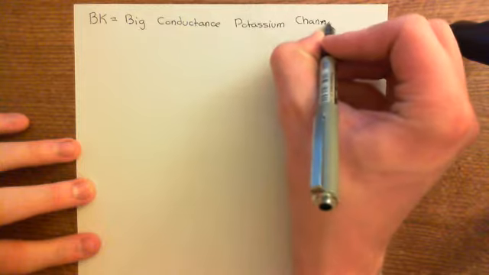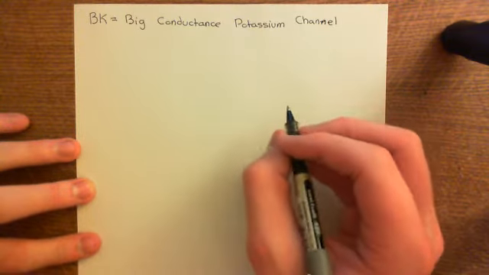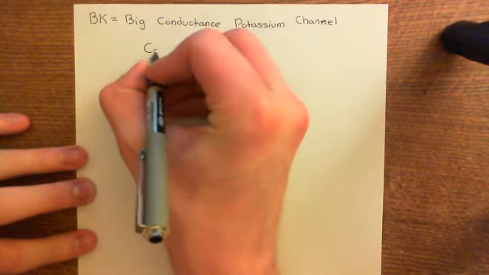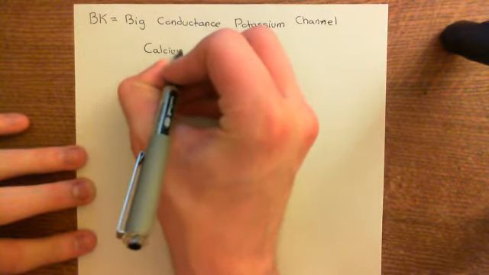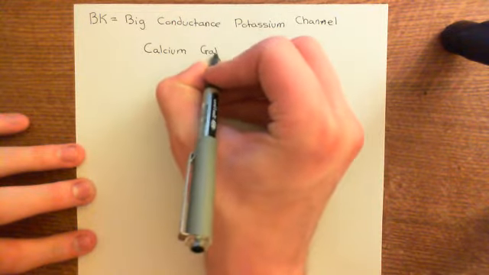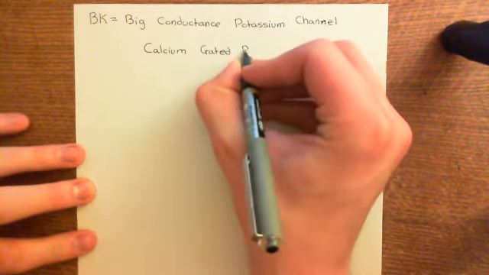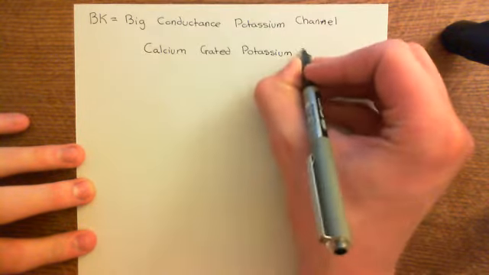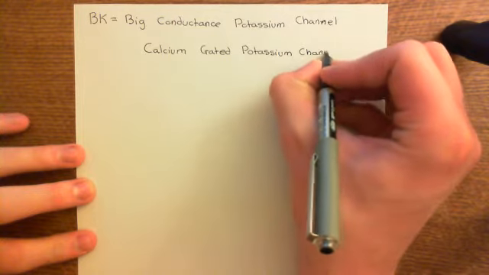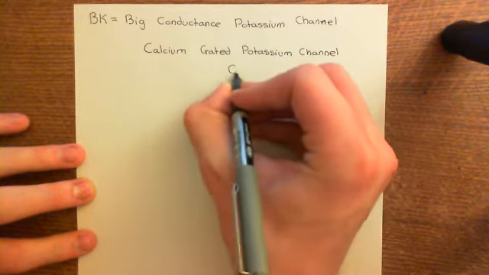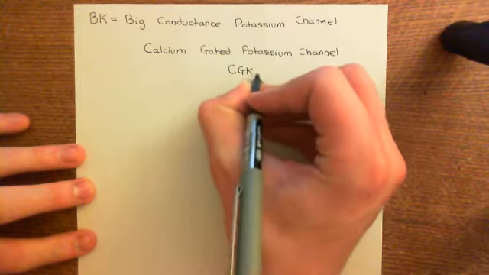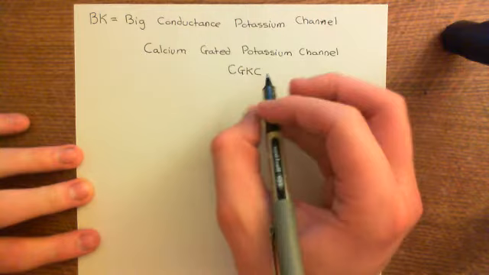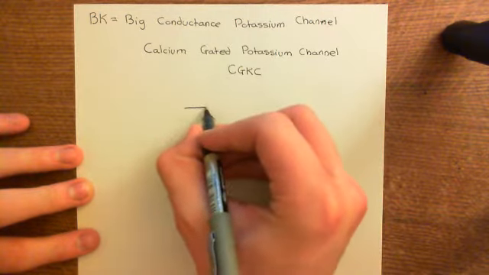Okay, so this is the BK channel, the big conductance potassium channel. It is an example of what's known as a calcium-gated potassium channel. Calcium-gated potassium channels are often abbreviated to CGKCs for short: C for calcium, G for gated, K for potassium, since that's the periodic table symbol, and C for channel. Let's now discuss the structure of these CGKCs.